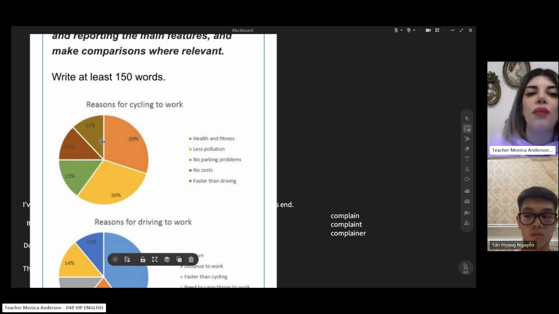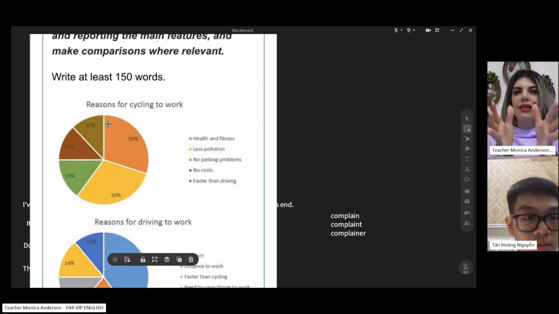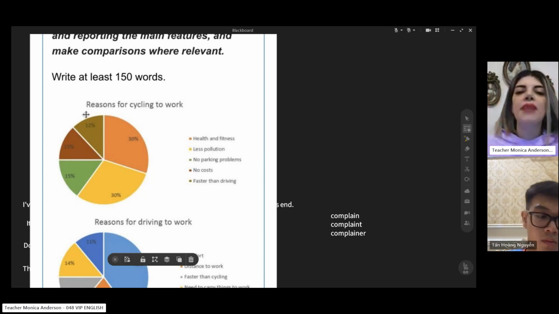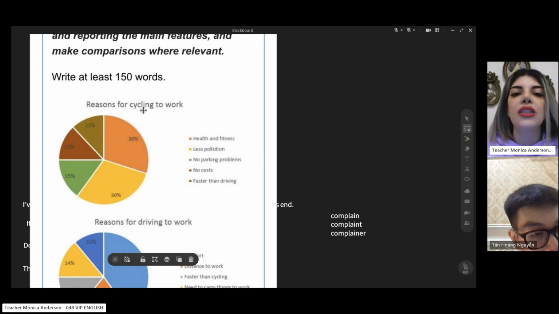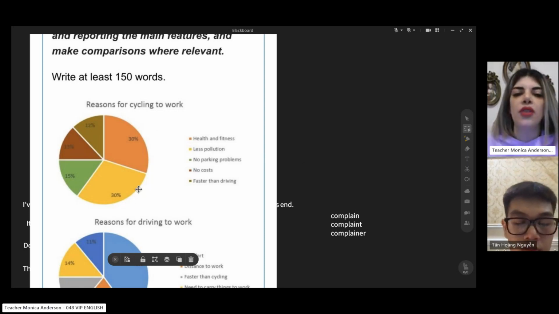So main feature one, because they're the same, as you can see, we have two similar segments. So we consider both of them as main features. Okay, so we say main feature one, the largest proportion of people who cycle to work for health and fitness and maybe some environmental reasons, something like less pollution. Okay, this is about this one.